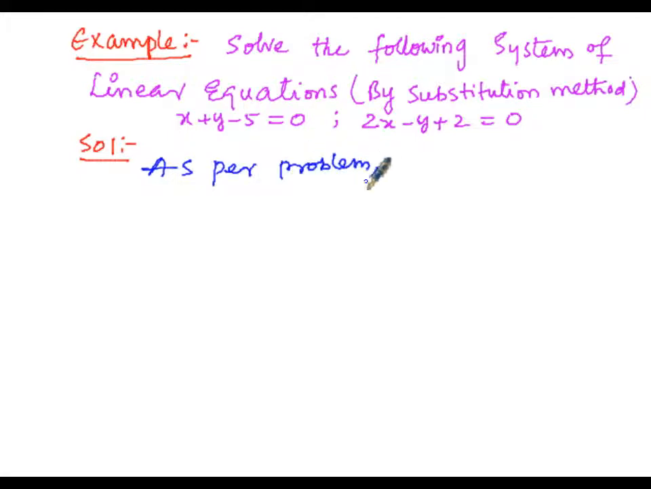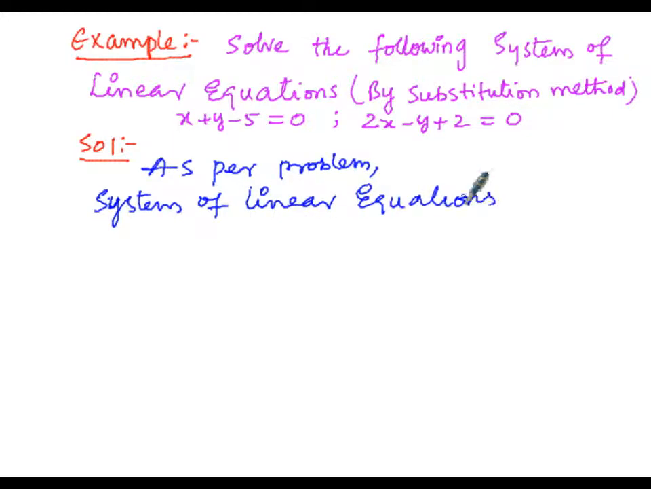So, in our solution, as per the problem, the given system of linear equations are: one is x plus y minus 5 equals 0, the other is 2x minus y plus 2 equals 0.